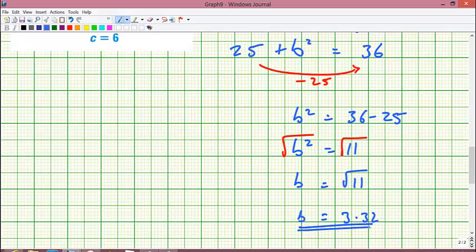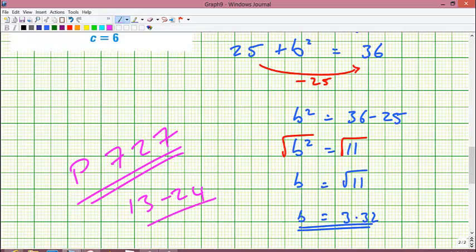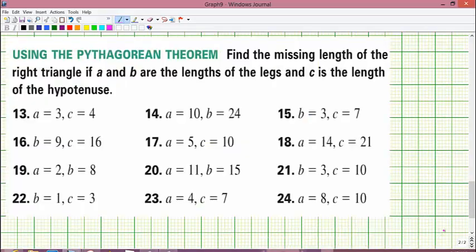Okay? Great. So what I'd like us to do is start off with working on some problems. We're going to be going to page 727, and the questions are going to appear below. They're questions 13 through 24. And there they are. What I'd suggest you do with all of these is, the first thing you do is to actually sketch what you've got.